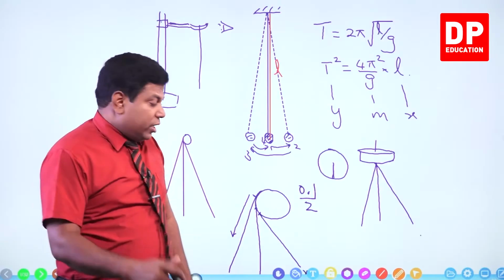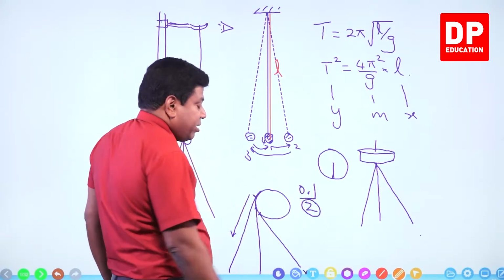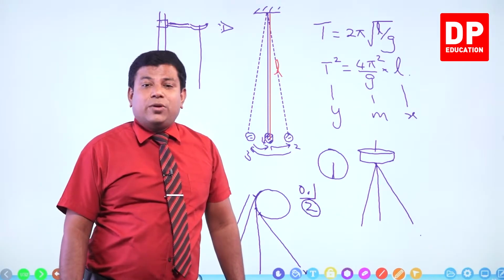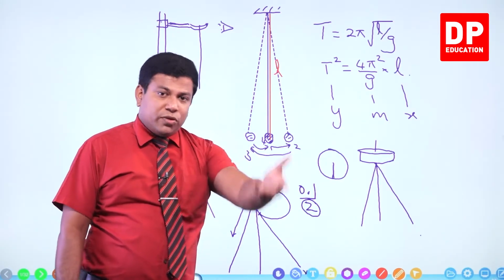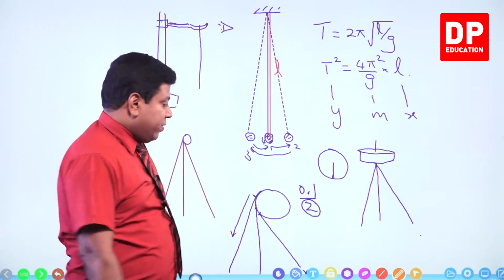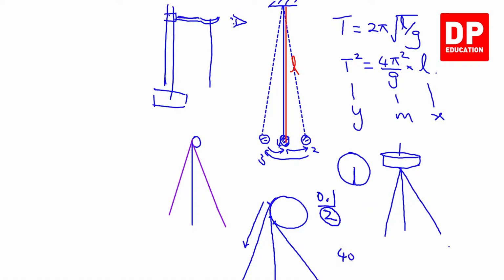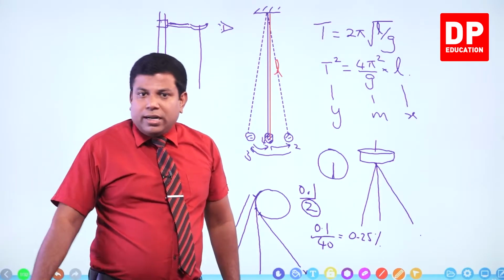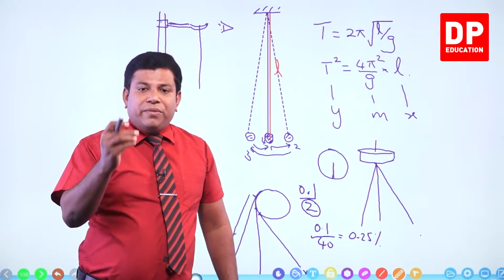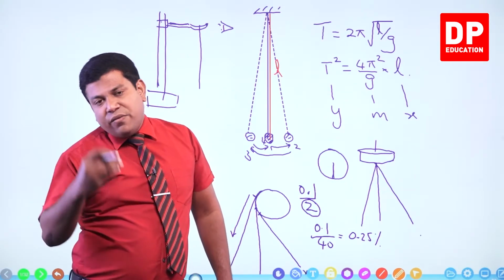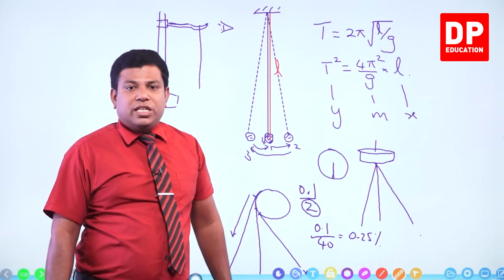What we do, we do not measure for one oscillation, we measure it for a number of oscillations, say 20 or 25. Let us say you measure it for 20 oscillations, then this 2 will become 40, and the error is 0.1. Then the fractional error is going to be very small. 0.1 by 40 means it will be 0.25%. Understand? So, to reduce the fractional error, we measure the time for a certain number of oscillations, like 20 or 25.